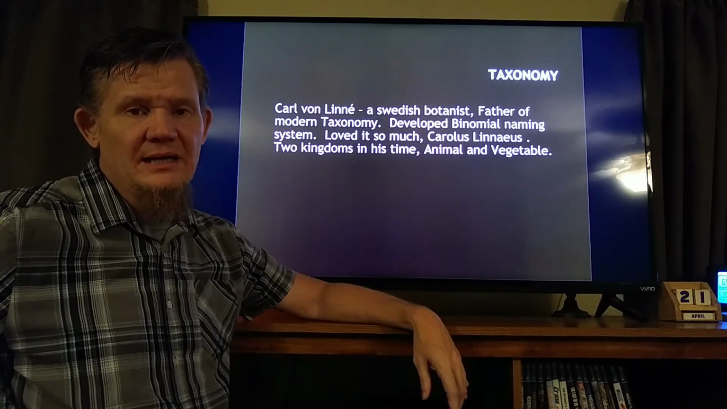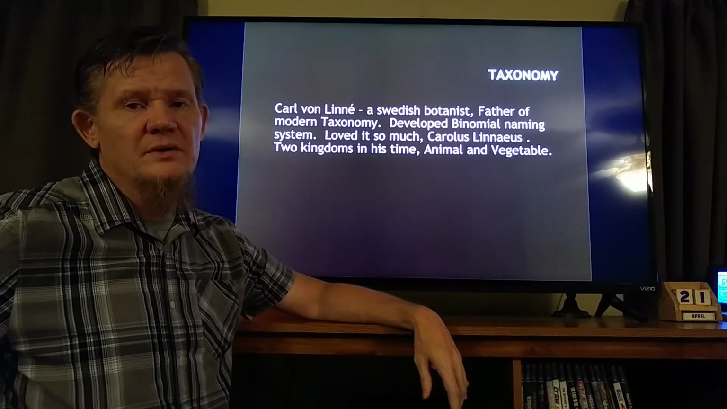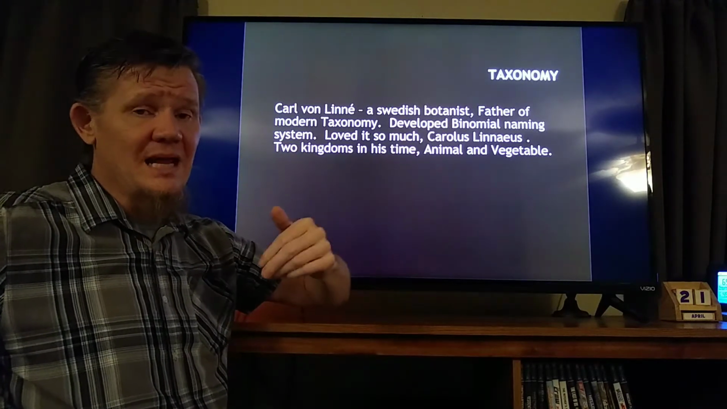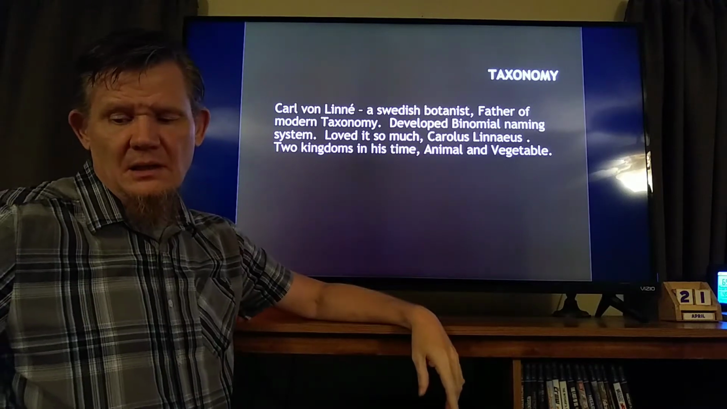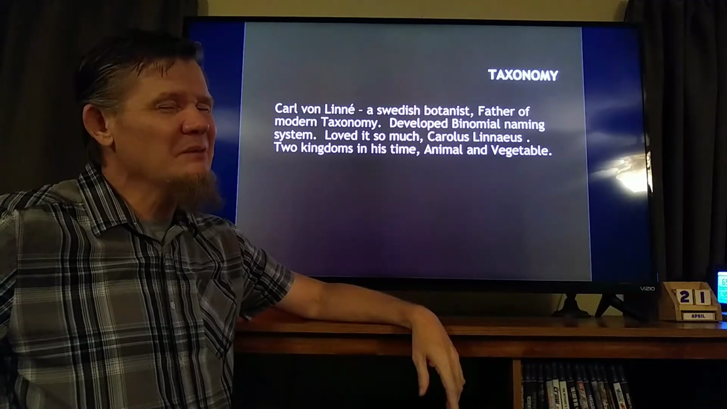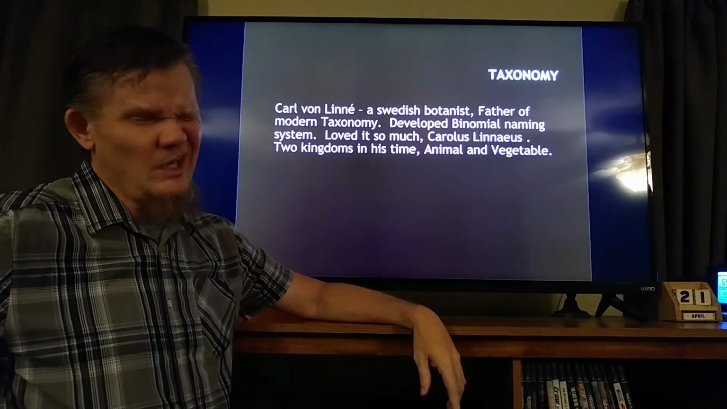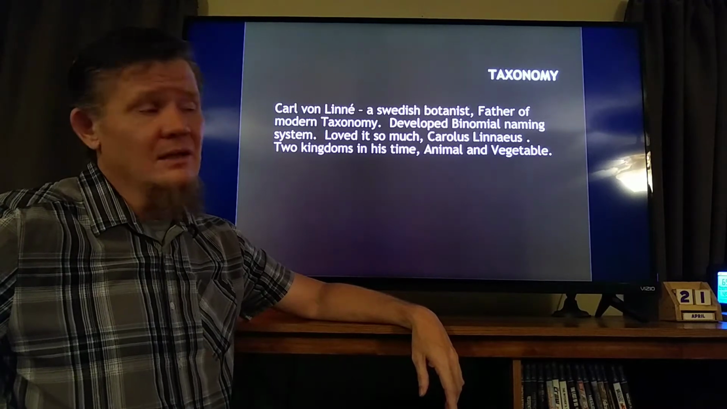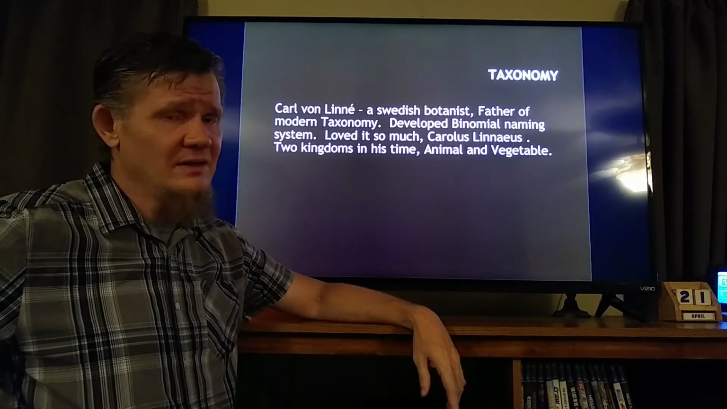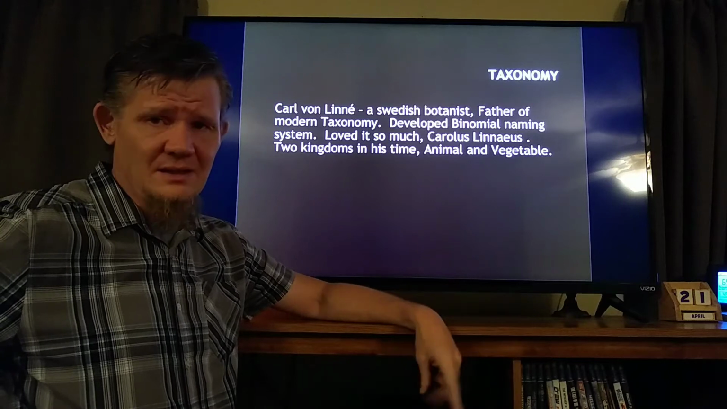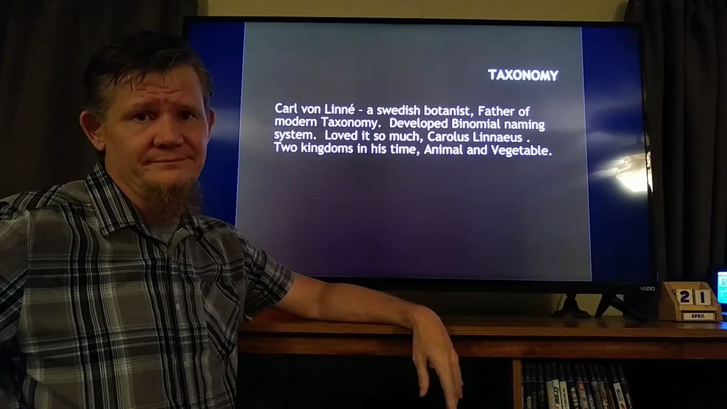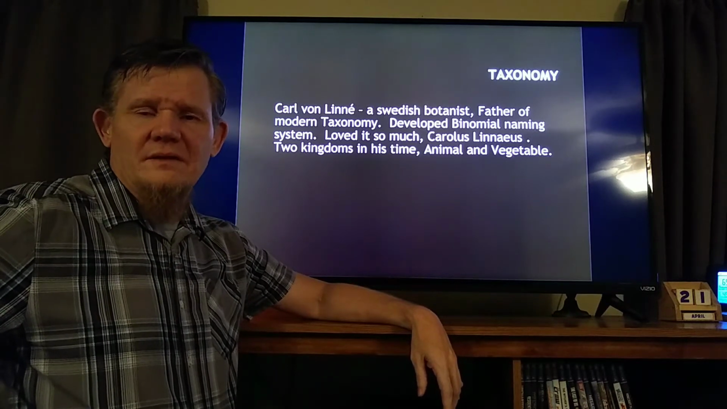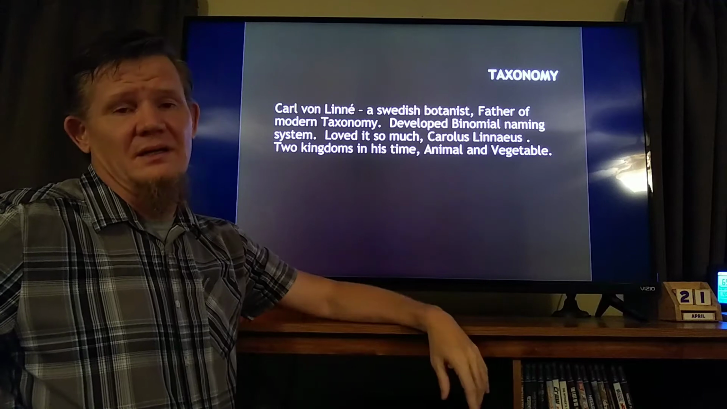He is the one that invented what we refer to as the binomial naming system. Bi means two, nom means name, binomial, two names. He loved this binomial naming system so much he changed his own name. He went from Carl von Linné to Carolus Linnaeus. You've probably heard of Linnaeus, right? Linnaeus invented the science of naming things. No, Carl von Linné did. The Swedish botanist. He loved his own invention so much he changed his frickin' name.